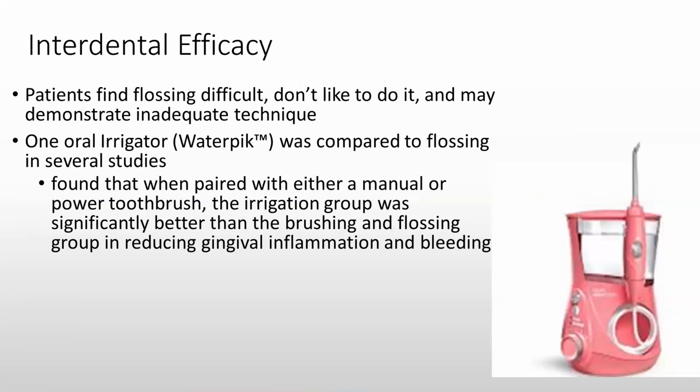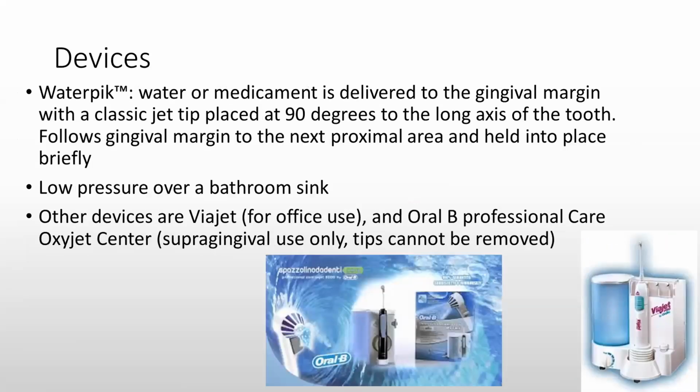Patients find flossing difficult. They don't like to do it. Some won't do it. Sometimes if there's recession or they have a type 2 or type 3 embrasure, flossing is not going to be adequate for them. So you want to think of using an interdental brush for the patient, or a water flosser or a water pick. And they found that when paired with either manual or power toothbrushing, the irrigation group in studies had significantly better results than the brushing and flossing group in reducing gingival inflammation and bleeding. So my friends, water irrigation is back.